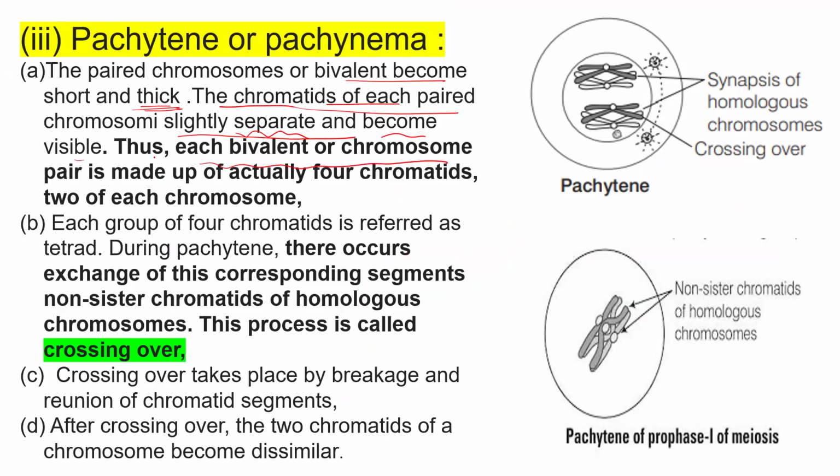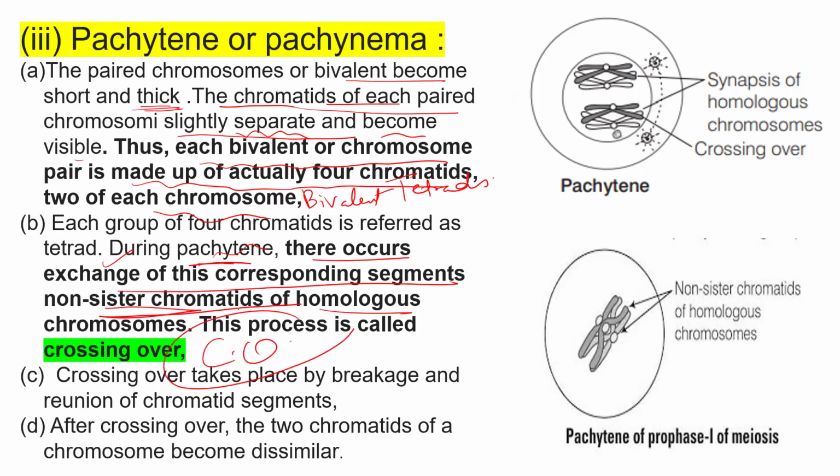Thus, each bivalent or chromosome pair is actually made up of 4 chromatids, 2 of each chromosome. So each group of 4 chromatids is called a tetrad. During pachytene, there occurs an exchange of corresponding segments between non-sister chromatids of homologous chromosomes. The process is called crossing over.